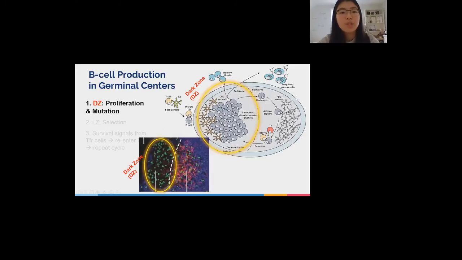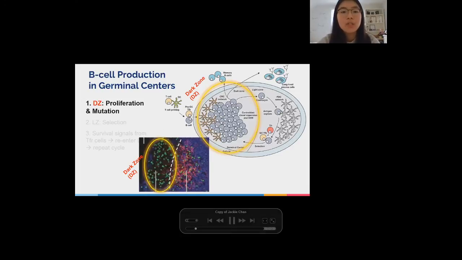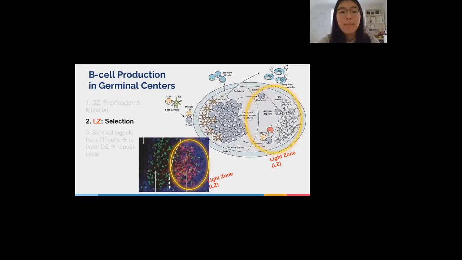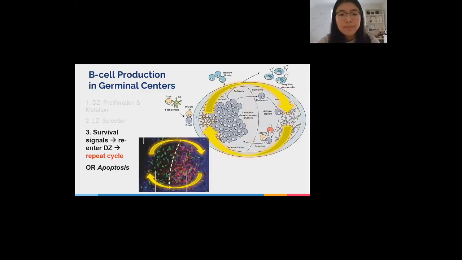These antibodies are usually produced in B cells, which mature in structures called germinal centers, and they're located in our lymph nodes, our Peyer's patches, and other secondary lymphoid organs. In the dark zone, the B cells start off, and they multiply and they mutate. Then they migrate to the light zone, where they interact with other immune cells. The B cells that produce antibodies that can bind really well to the target antigen will be given a survival signal, and they will migrate back into the dark zone and go through the entire cycle again. Those that can't bind well to antigens undergo apoptosis.